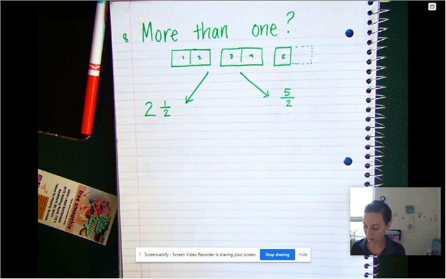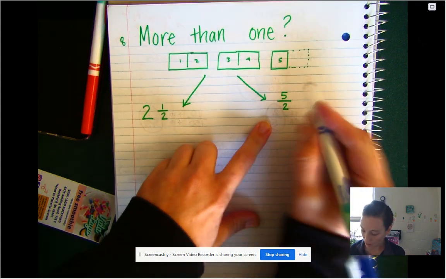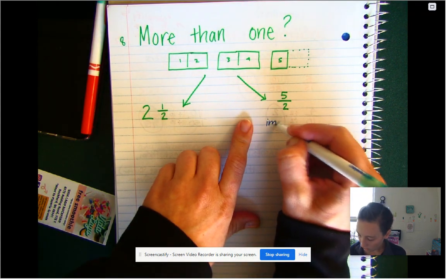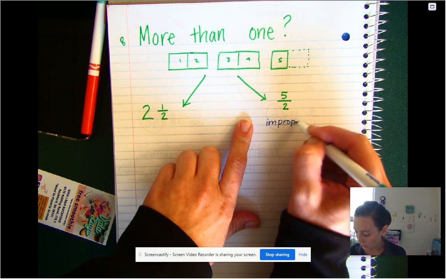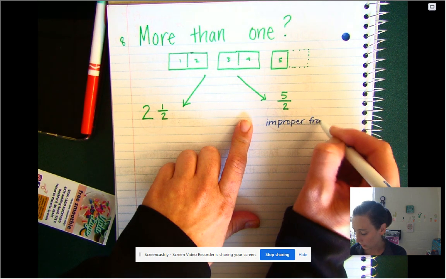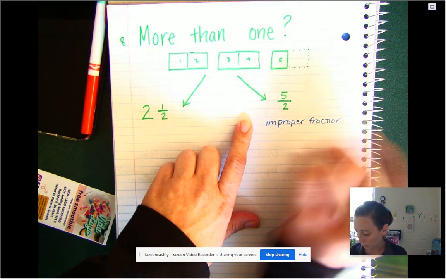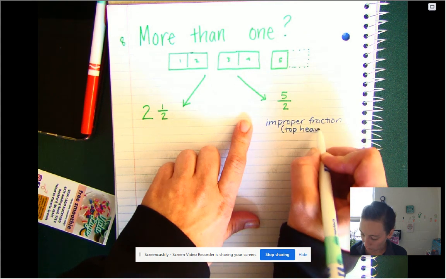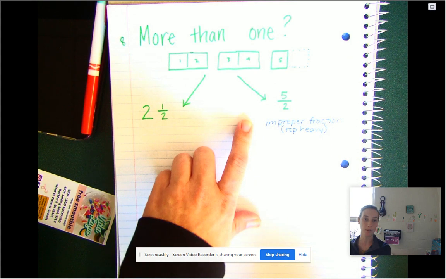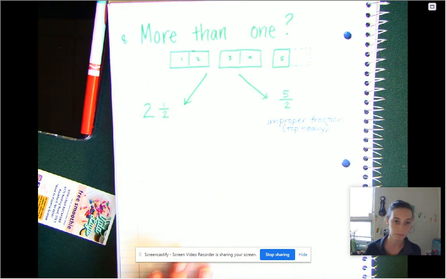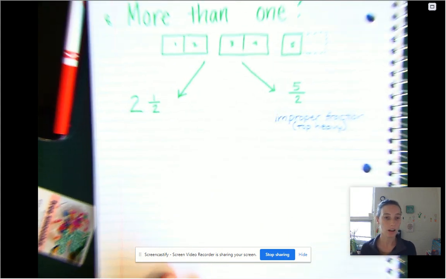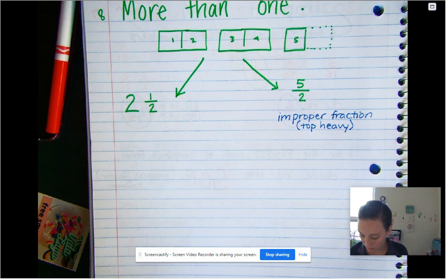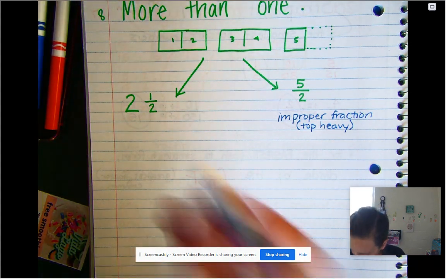So this right here is considered an improper fraction. And it's called an improper fraction because the top is too big, or we say it's top heavy. So normally in fractions, the denominator is supposed to be bigger than the numerator, but in an improper fraction, that's backwards. The other way we have to write it is called a mixed number.